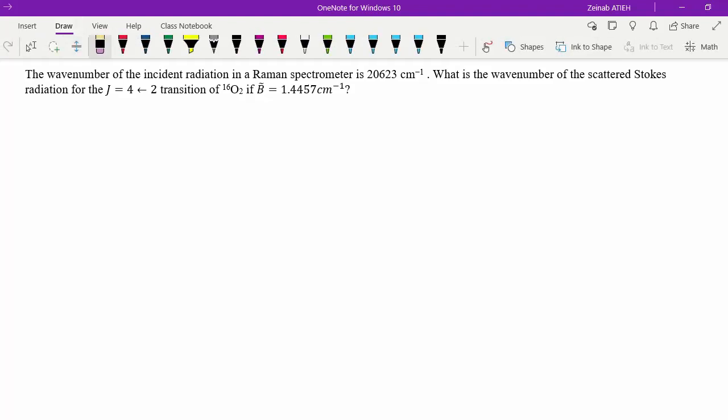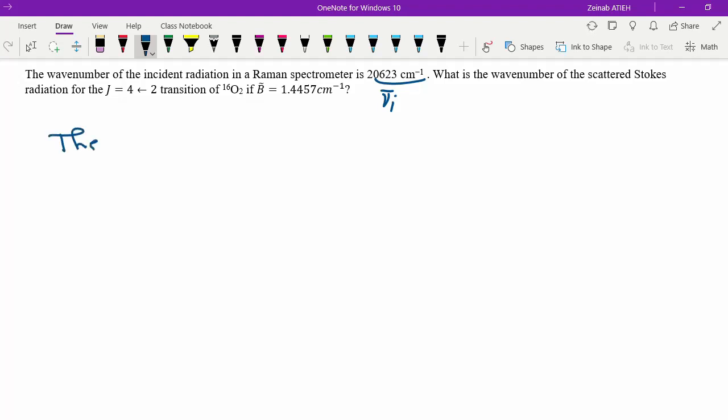Let's move to this exercise. The wave number of the incident radiation in a Raman spectrometer is 20,623 centimeter minus 1. So he's giving me the wave number of the incident photon. What is the wave number of the scattered Stokes radiation for a transition from J equals 2 to J equals 4 for O2 molecule if B bar equals 1.4457 centimeter minus 1? So all I have to do is just apply the formula.